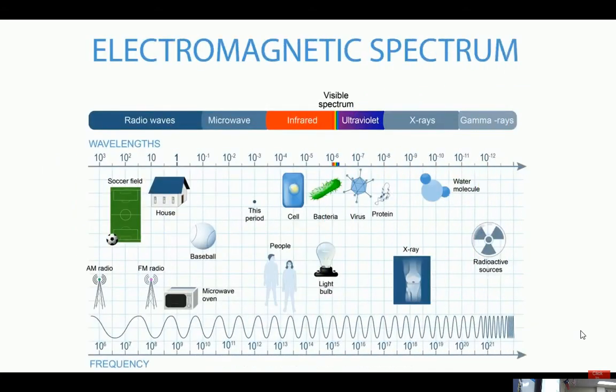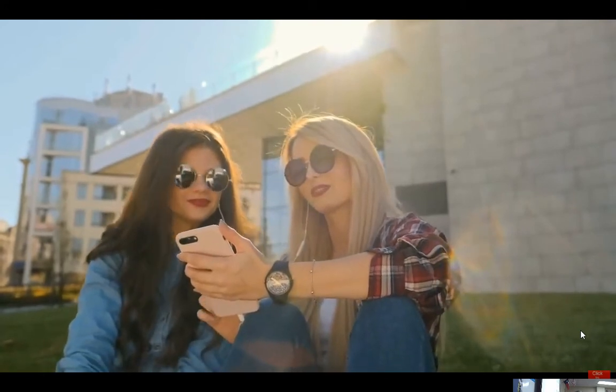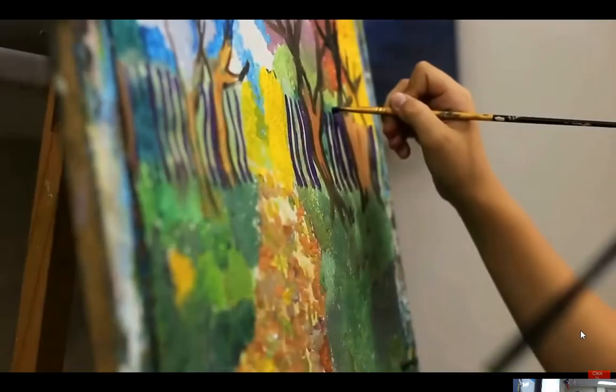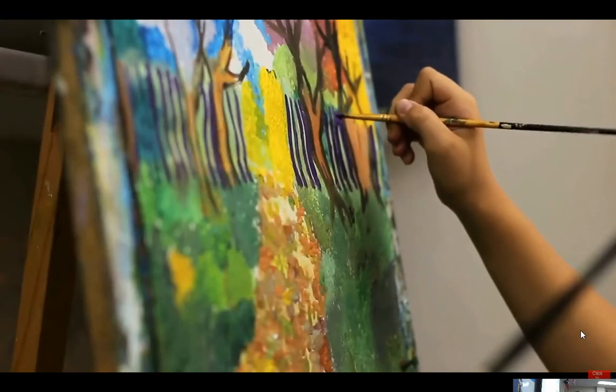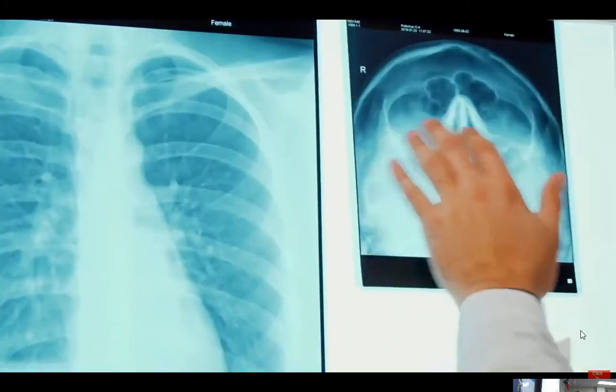Now, at this point, the wavelengths are very, very small. X-rays are slightly larger than a water molecule, and radioactive sources, such as gamma rays, are the size of atoms. The electromagnetic spectrum is used in everyday life, from listening to music to visible light to microwave ovens to even looking inside our bodies.